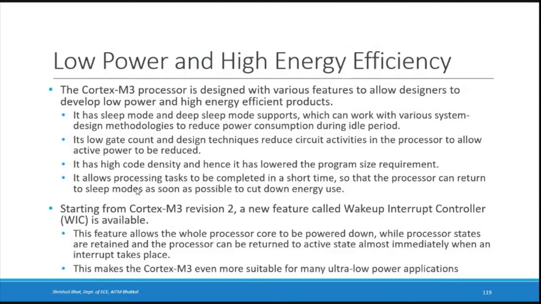So it has high code density because you're mixing 16-bit and 32-bit codes, and hence it has lowered the program size requirement. It also allows processing tasks to be completed in a short time so that the processor can return to sleep mode as soon as possible to cut down the energy use. Starting from the newer revision, that is Cortex-M3 revision 2, a new feature is available called Wake Up Interrupt Controller, which allows the whole processor core to be powered down while the processor states are retained. And the processor can be returned to active state almost immediately when an interrupt takes place. Right? It will be in sleep mode. When an interrupt happens, it will wake up. That's why it's called Wake Up Interrupt Controller. So this makes the Cortex-M3 even more suitable for many ultra-low power applications.